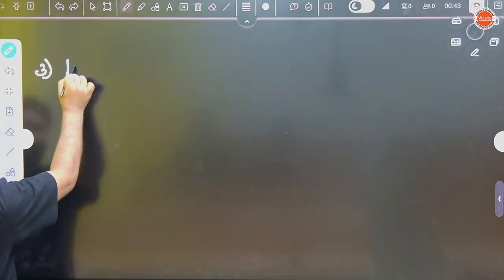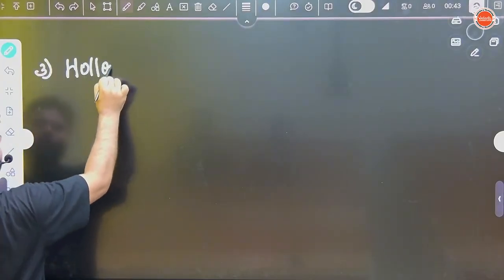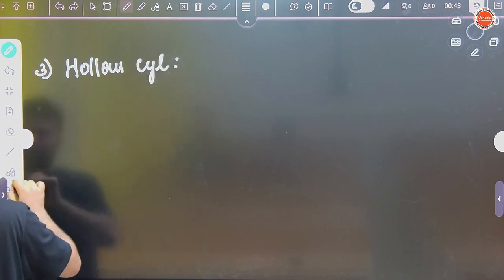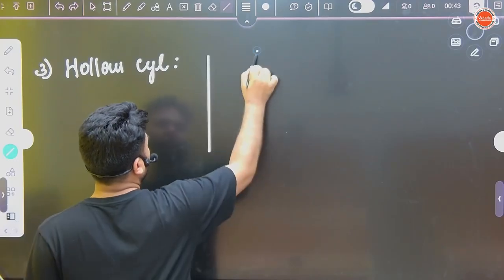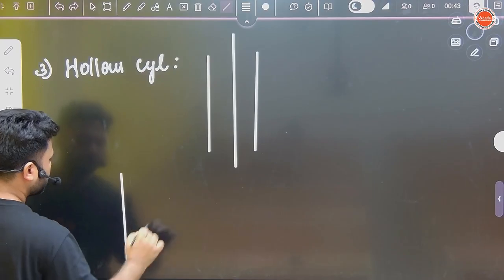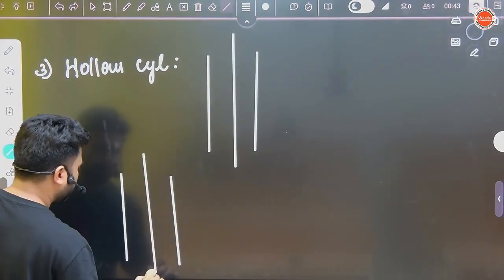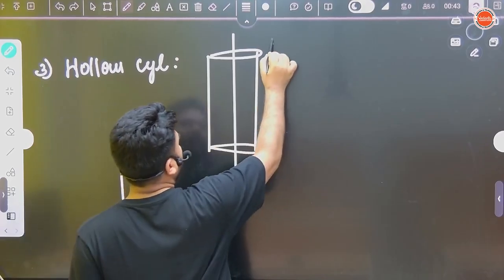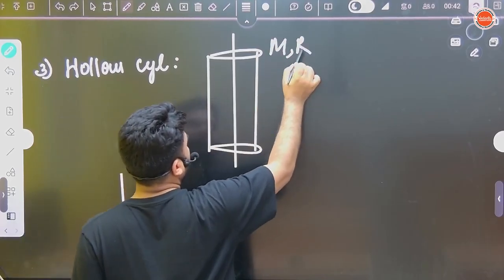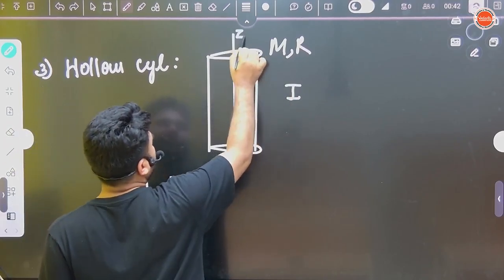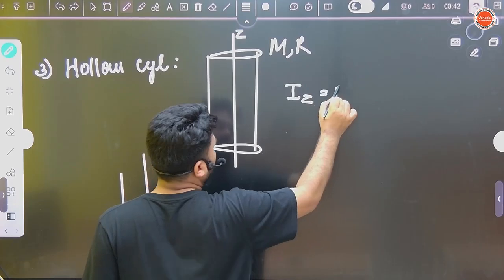Then third, we have a hollow cylinder. This is a hollow cylinder. Its mass is m, radius is r. This is the vertical axis. Moment of inertia about this, suppose this is the z axis. So again, its formula is mr square.